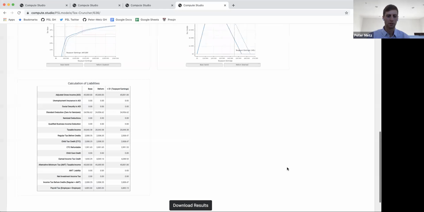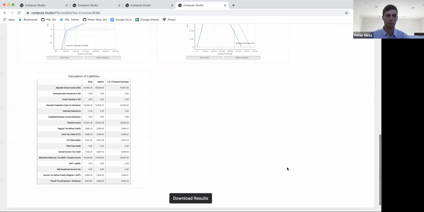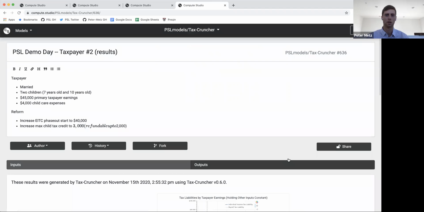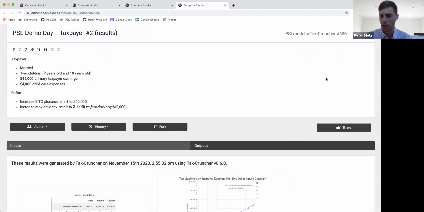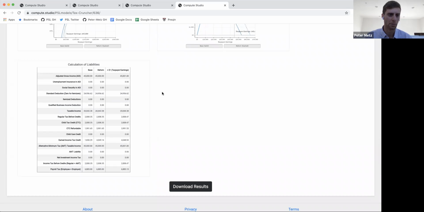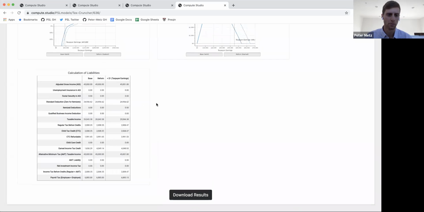Okay, great. So that's all I have for you today. I'd be happy to field any questions if anybody has any. Feel free to, again, chat or unmute yourself. Rick asked, what is the output if you click downloadable results? That's just going to download this calculation of liabilities table.